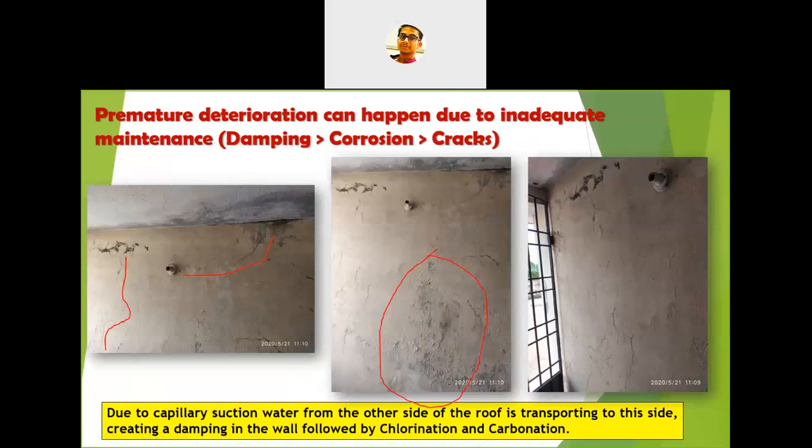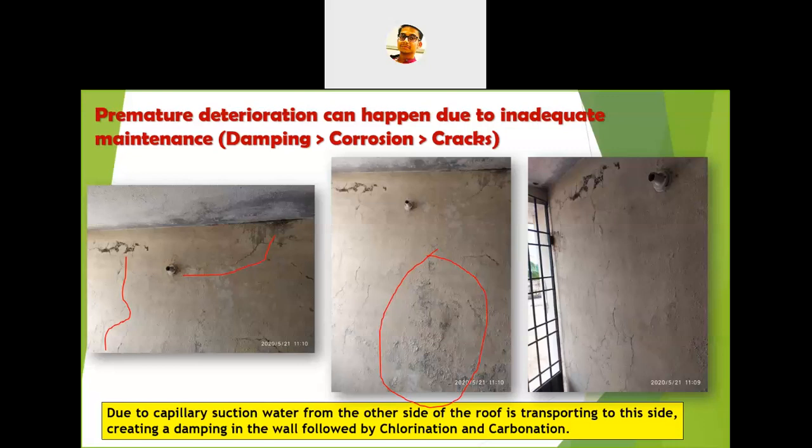These types of things are not good. I already informed my owner, but they're not taking these things seriously, and they're not doing the maintenance work properly. In most apartments, you may see incidents like this. You can see how significantly the wall has been corroded.